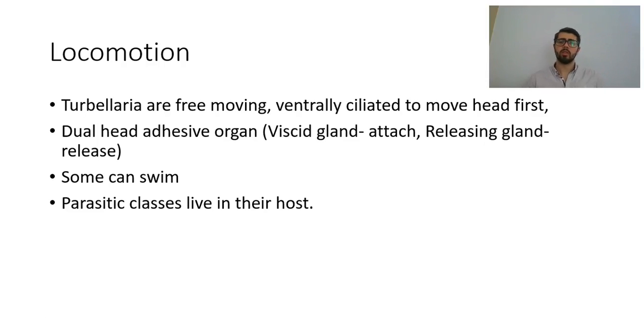Finally, we see the presence of a dual head adhesive organ, and this can be the viscid gland, which is used for attachment to the substrate. So they're basically attaching and then releasing with the releasing gland, which is used to release themselves. This is very interesting if you look at videos where they swim along, and then they use that viscid gland to attach to the substrate or to the bottom of the ocean. Finally, the parasitic classes live within their host, so the ability to swim is not as important as it is for Turbellaria.